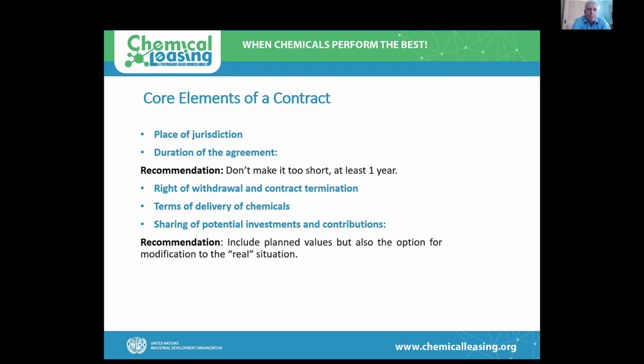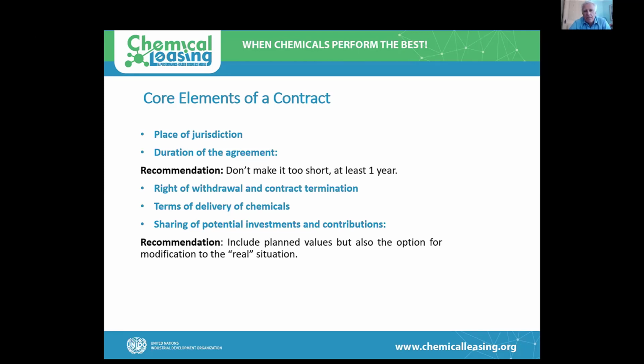And then another important aspect is sharing of potential investments and contribution. This goes back to what I initially said about the different tasks of each partner. And this depends very much on who is bringing which type of investment, which type of effort into this new collaboration. And this has then also something to do with how finally the benefits are shared.